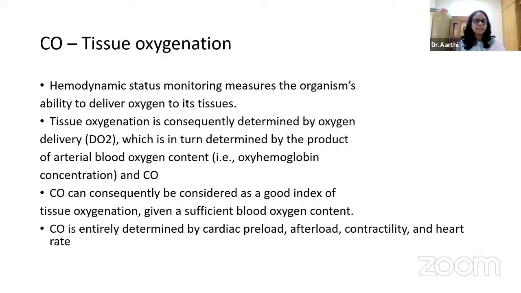So hemodynamic status monitors measure the ability of the organism to deliver oxygen to the tissues. So tissue oxygenation is consequently determined by oxygen delivery, which is in turn determined by the product of arterial blood oxygen content and the cardiac output. So cardiac output can consequently be considered as a good index of tissue oxygenation given a sufficient blood oxygen content. So cardiac output is determined by the preload, afterload, contractility, and heart rate.